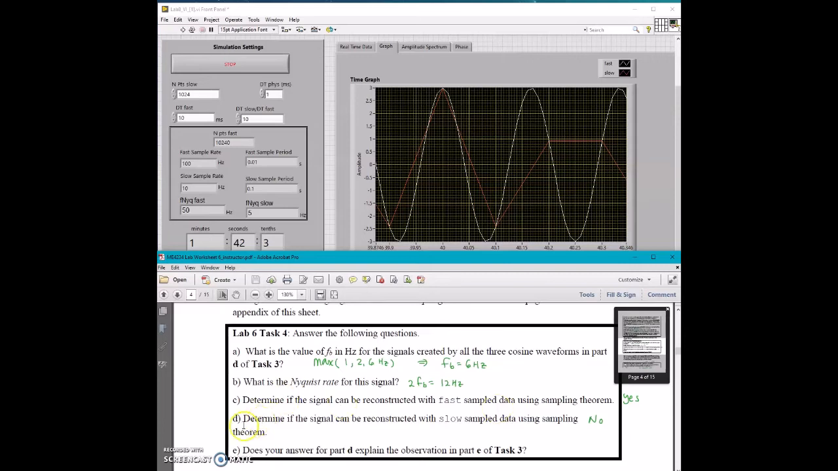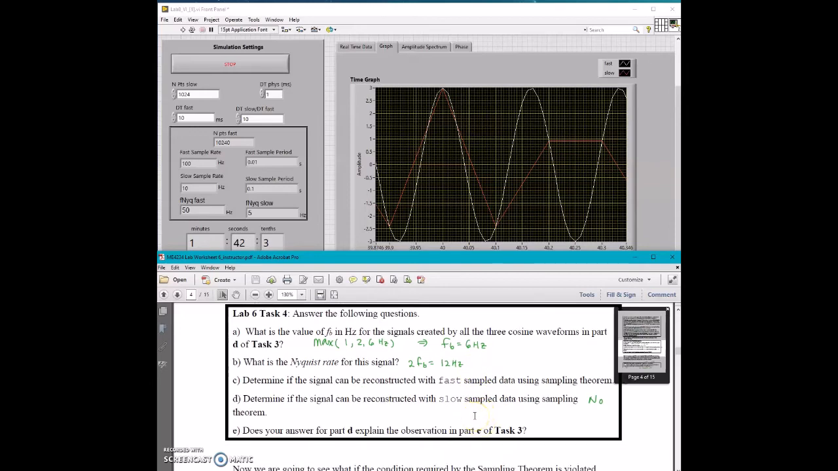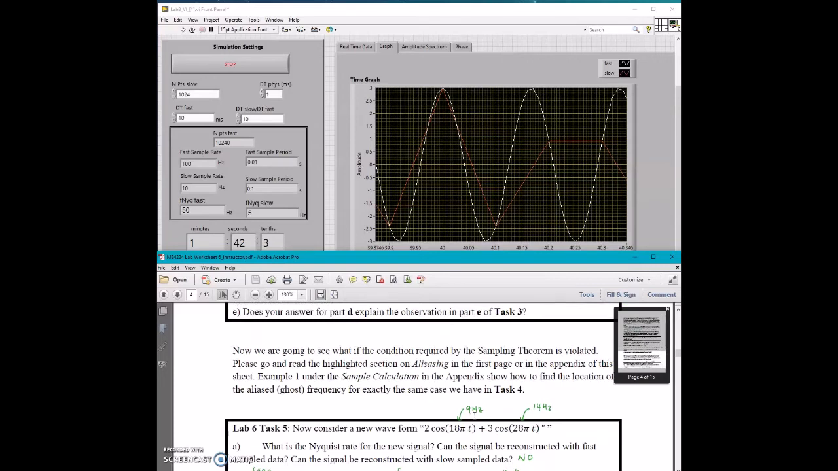And D, determine if the signal can be reconstructed with the slow sample data. No. Why? Because we needed at least a 12 Hz sampling rate, but we didn't have it. We had 10 instead. So now let's go to task 5. Now this is about investigating aliasing further.